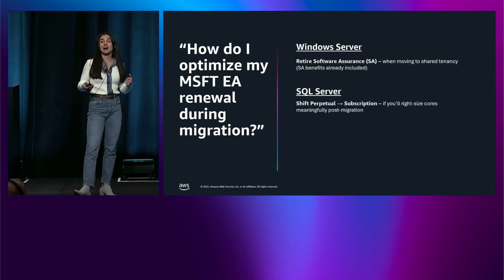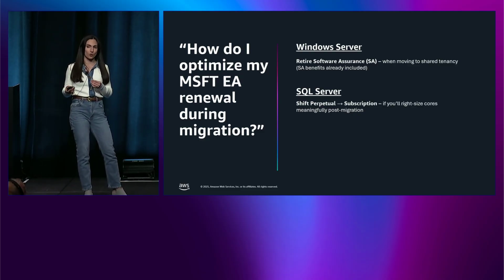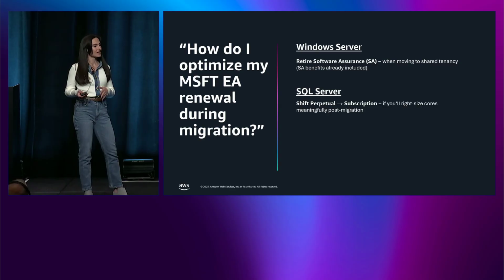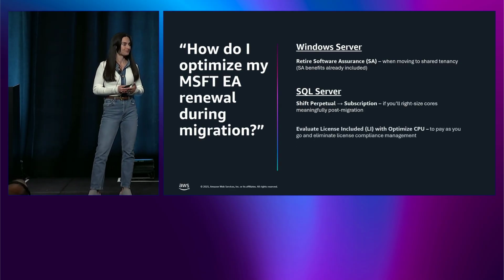For SQL Server, we encourage customers to switch from perpetual licensing to subscription in certain scenarios. This is not right for every customer, but if you know that you will be optimizing your cores further after migration, but you don't have time to do it before your EA renewal, a good option can be to switch to subscription licensing so you have the flexibility to true down sooner. EA is a 3-year lock-in unless you do that subscription licensing, which would give you more flexibility to true down after a year. So it's something to consider if you know you're going to optimize, but you can't do it immediately.